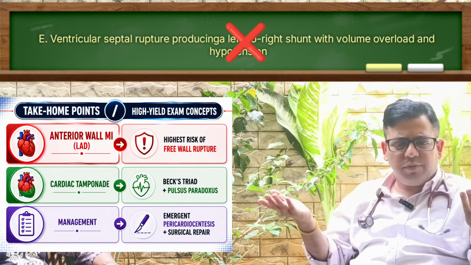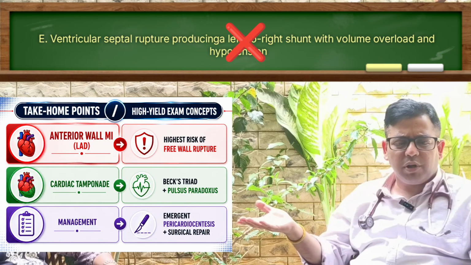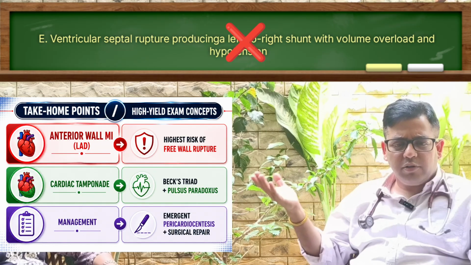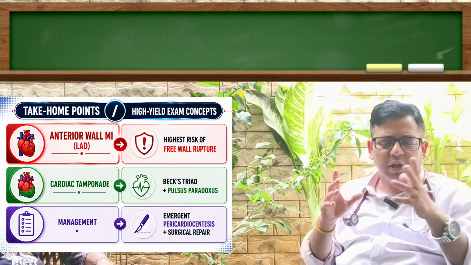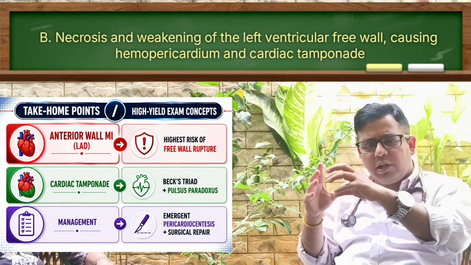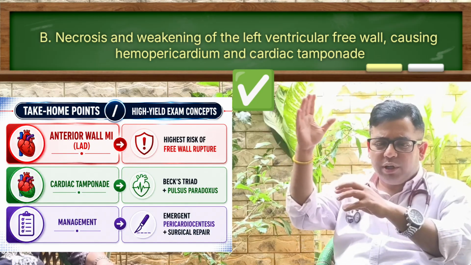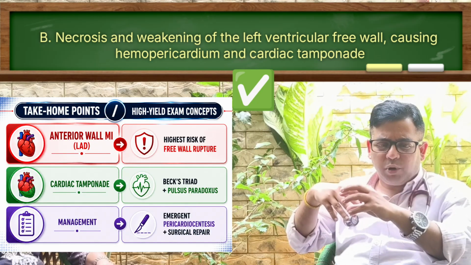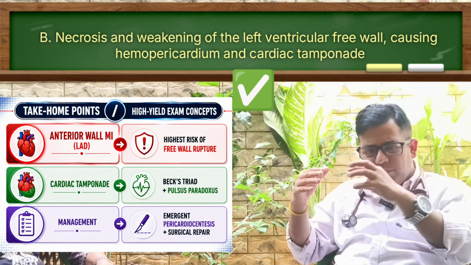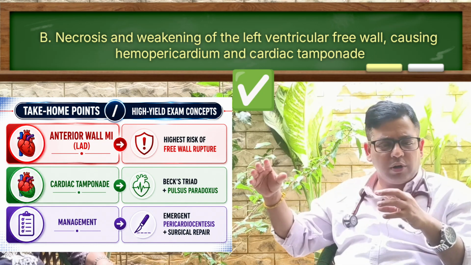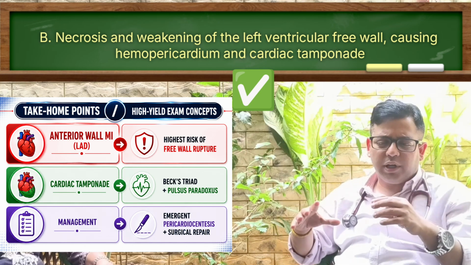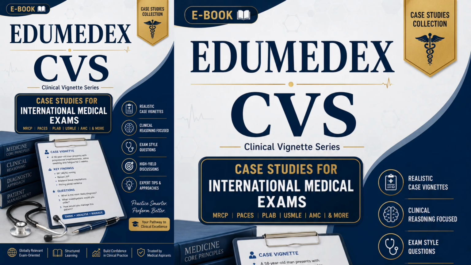Interventricular septal rupture is not the cause of the cardiac tamponade here, it is the free wall rupture. So option B is the correct option. That is, the ongoing myocardial necrosis, not being limited by the inflammatory process, will lead to free wall rupture, leading to hemopericardium and a consequent cardiac tamponade. Thank you.